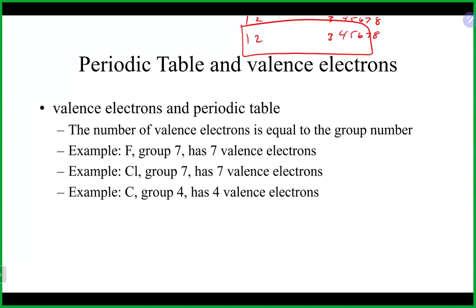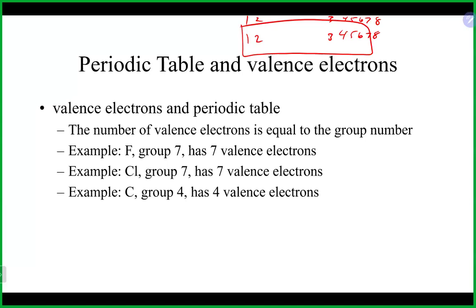The exception to that in group 8 is helium. Helium is part of group 8, but helium has how many electrons? Only 2, so it can't have 8. So helium has 2 valence electrons because it only has 2. Everybody else in group 8 will have 8 valence electrons, but helium only has 2 total electrons, so it can't have 8. So that's why it maxes out at 2.